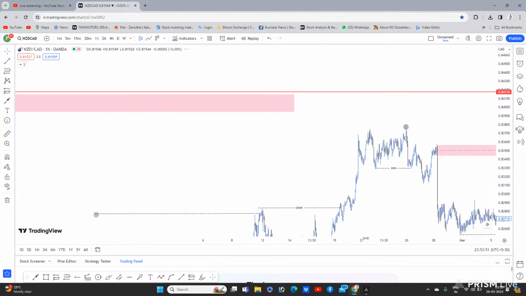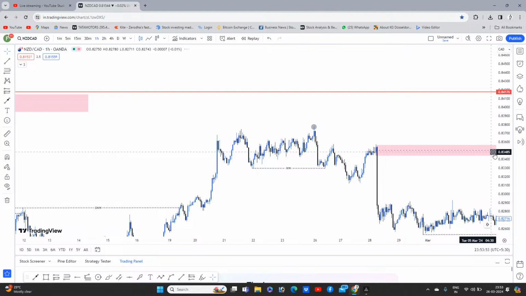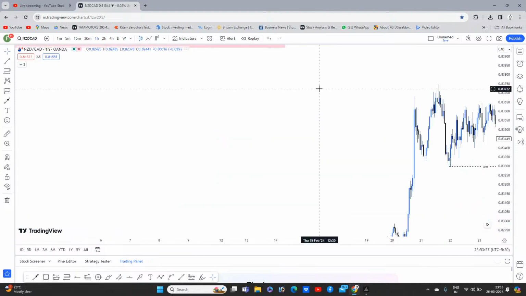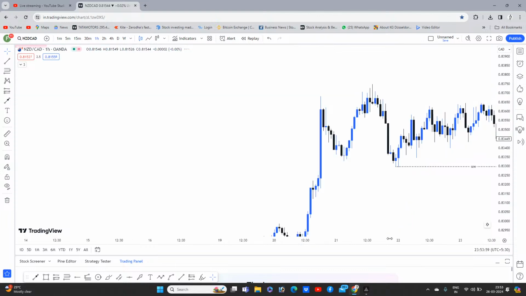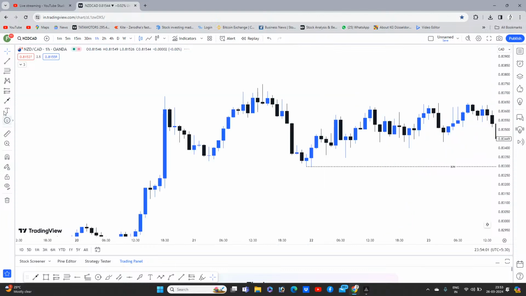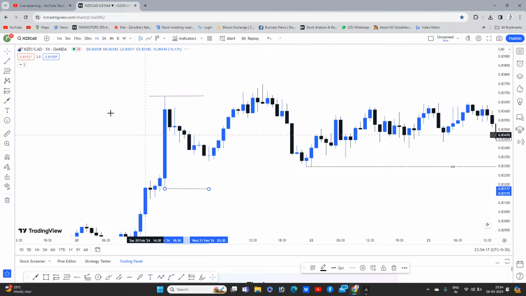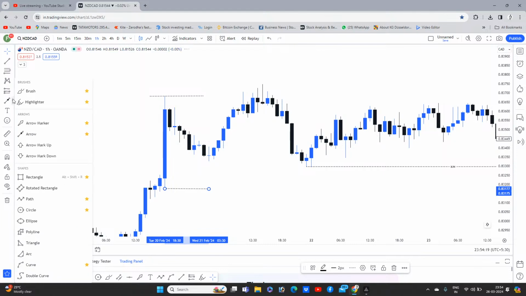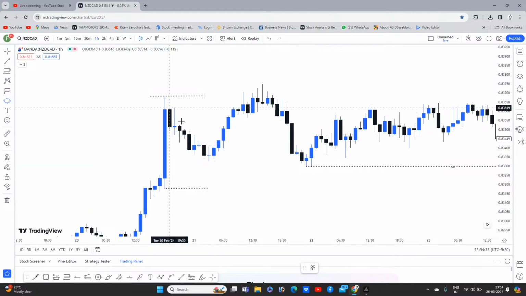Now, in this move, this is what I was talking about. If you see this big candle here, see very carefully, this is the high, and this is the low of the candle. Now all these candles happen inside this big, large candle.